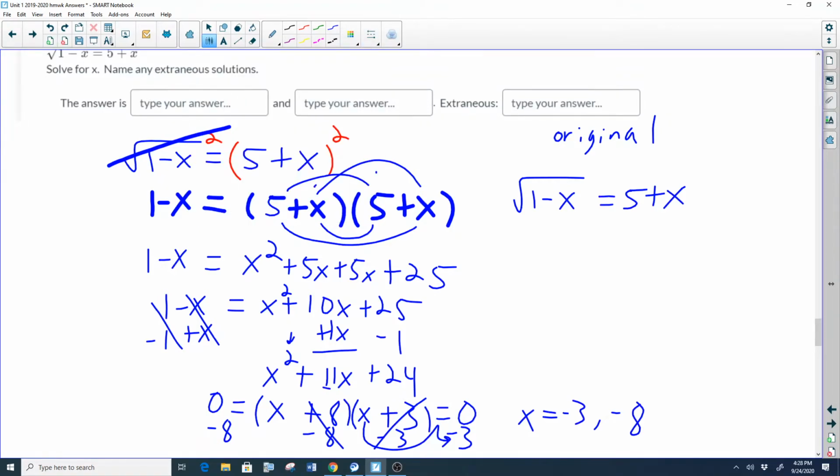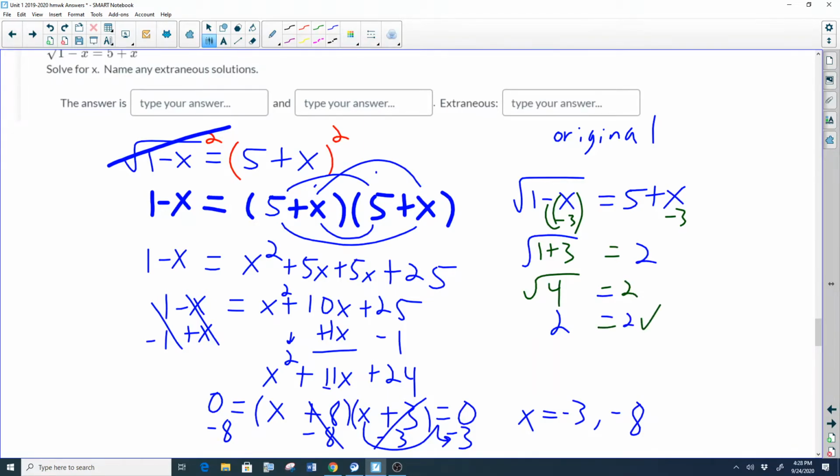We're going to use green. And so now we need to go ahead and plug each of these in to make sure it works. So you plug in a negative 3. 5 minus 3 is 2. That's looking promising. Now put a negative 3 in here. A negative times a negative is a positive, and 1 plus 3 is 4. And the square root of 4 is 2, which equals 2. So it works. Green and blue.